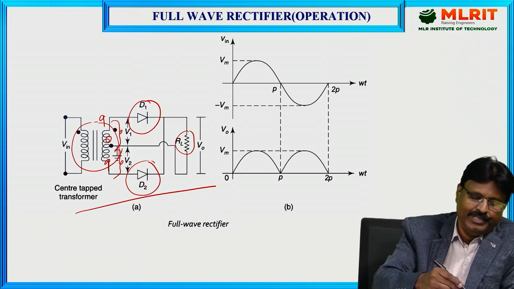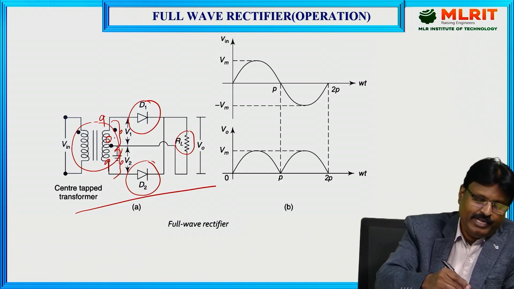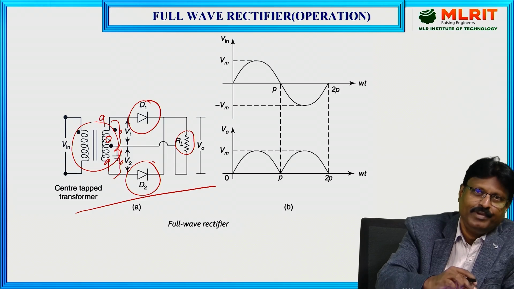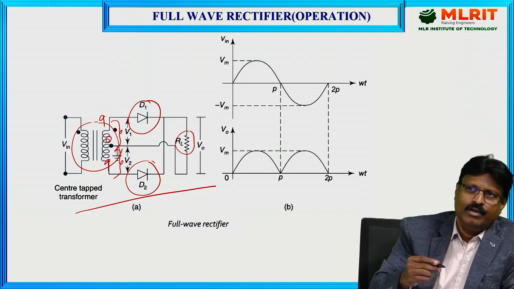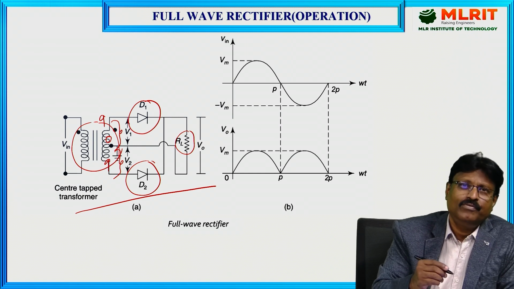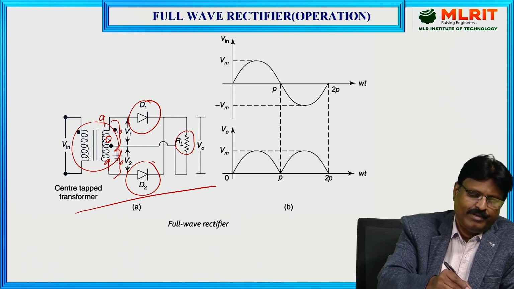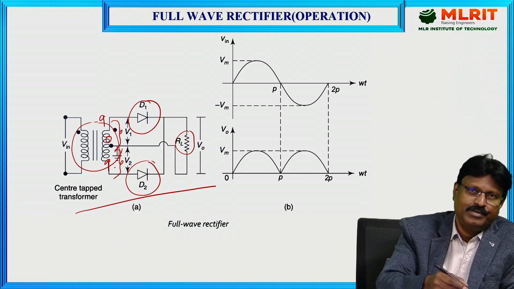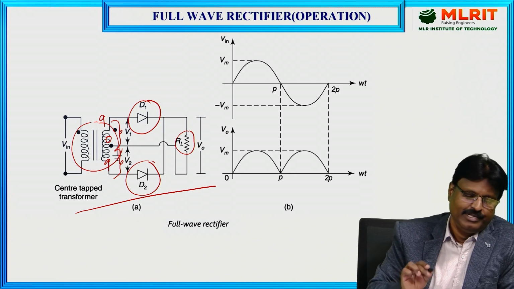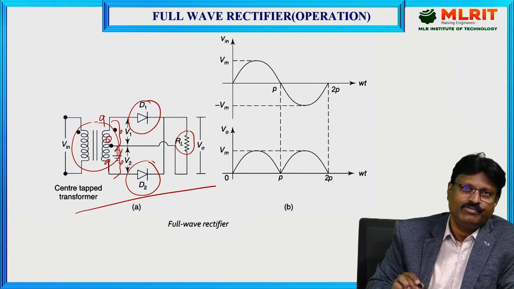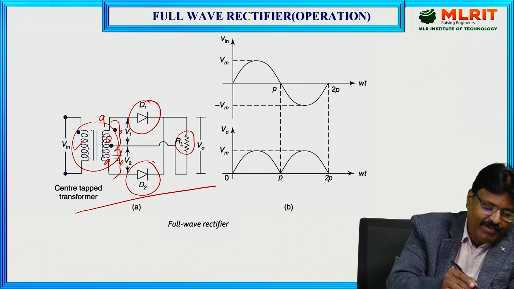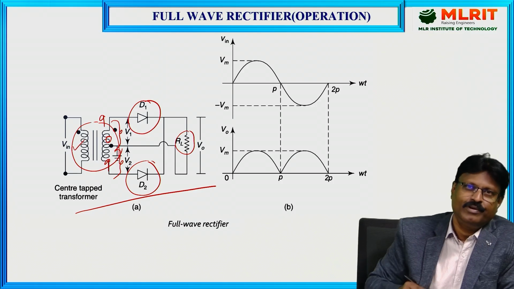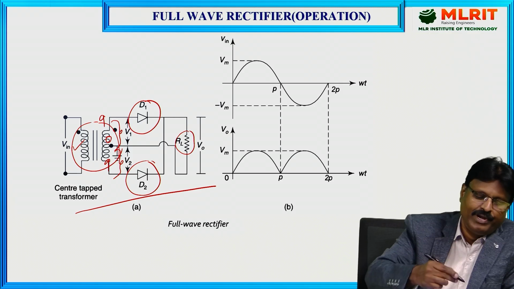Two halves will be there, upper half and lower half. A 9-0-9 transformer means the upper half gets 9 volts and the lower half also gets 9 volts, but they are opposite in phase. If the upper is 9 volts, the lower half must be minus 9 volts. That is called a center tap transformer. This is the primary winding and this is the secondary winding, where you can see two halves divided equally, upper half and lower half.